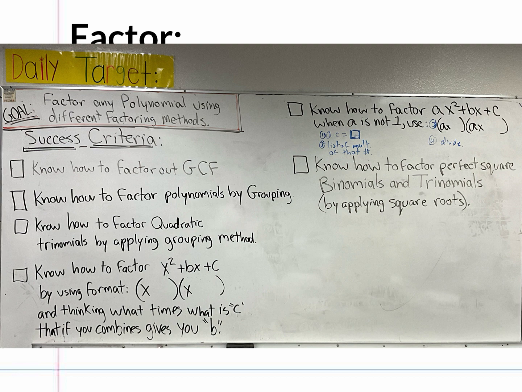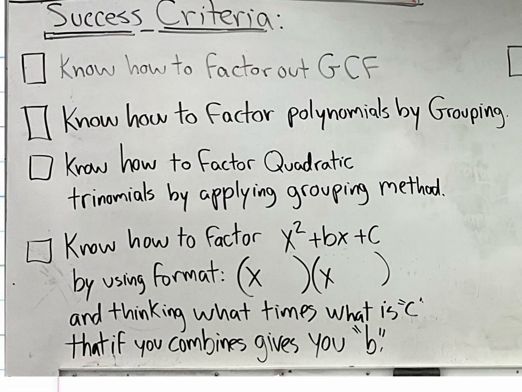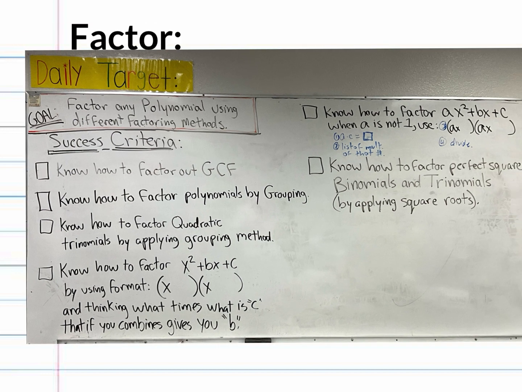And if you forget, check it out. There's a picture of the board, and it tells you, obviously the goal is to be able to factor any polynomial using different factoring methods, but the success criteria is pretty much telling you what different types of factoring methods we learned. We first learned how to factor out a GCF, and then after that we learned how to do factoring by grouping, and so on and so on. So you have all these methods on the board. So even if you're lost, you'll be able to look at the board and figure out what to do, hopefully, all right? If you're paying attention right now instead of talking, right?